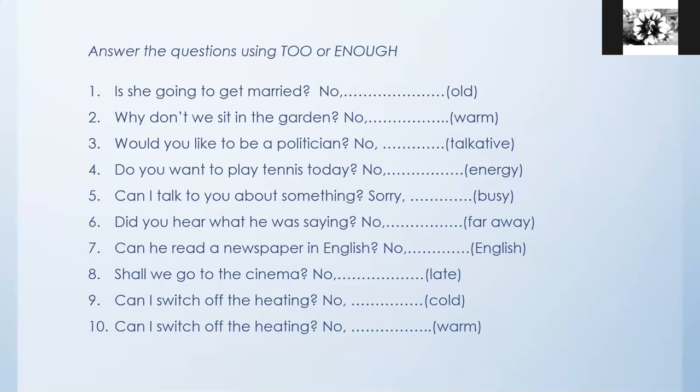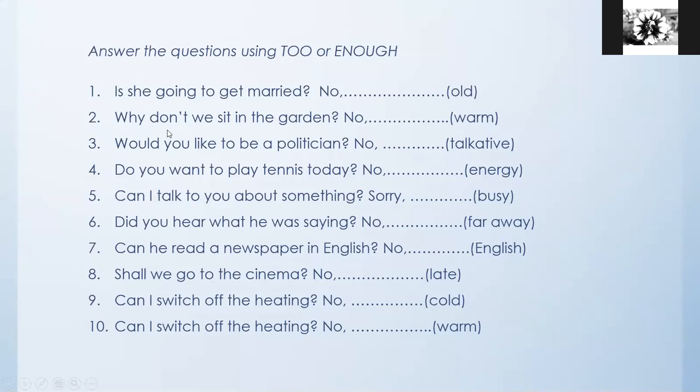Is she going to get married? No. She is too old? She enough old. Enough old or old enough? Old enough. Yeah, that's right. She is not old enough to get married. You got it? Is she going to get married? No. She is not old enough to get married. Okay, using not enough here.